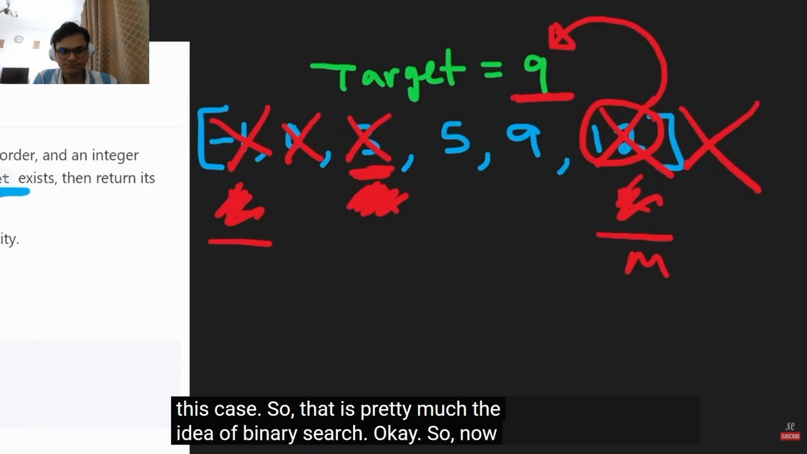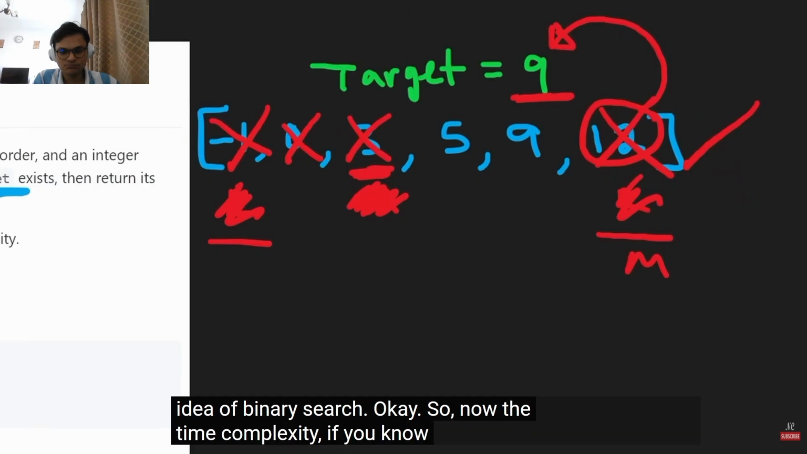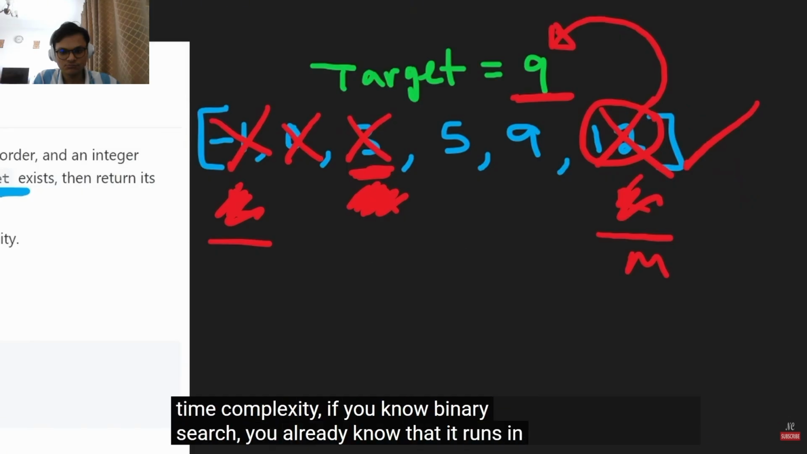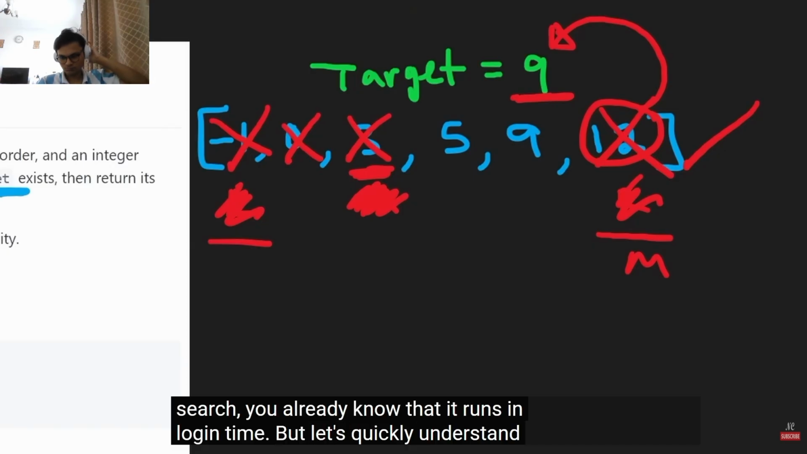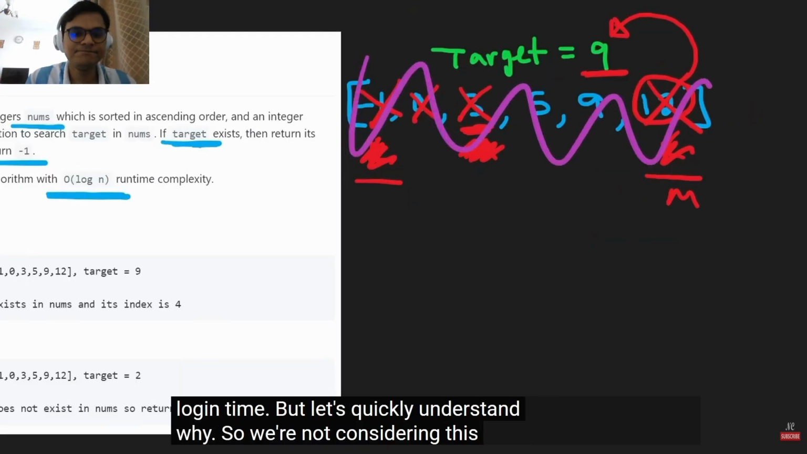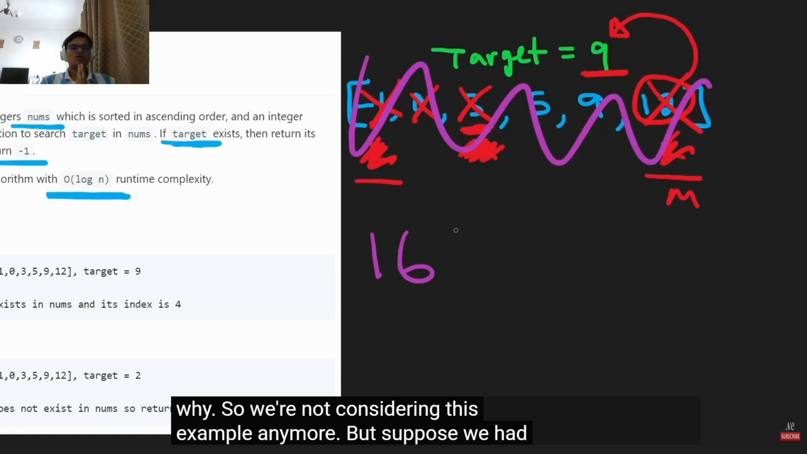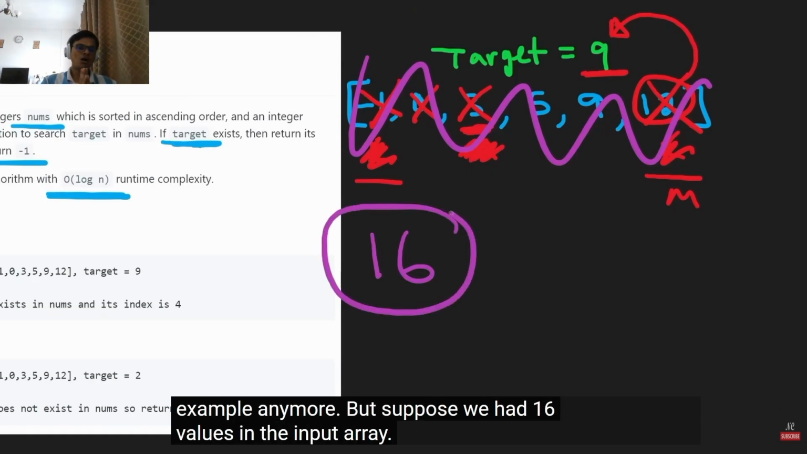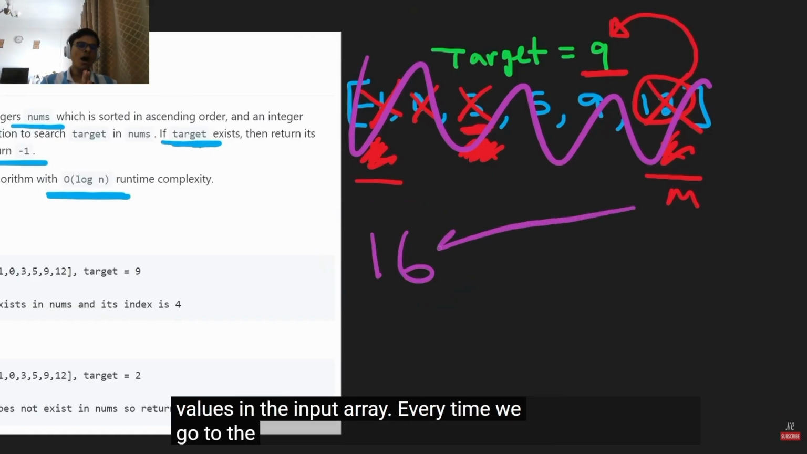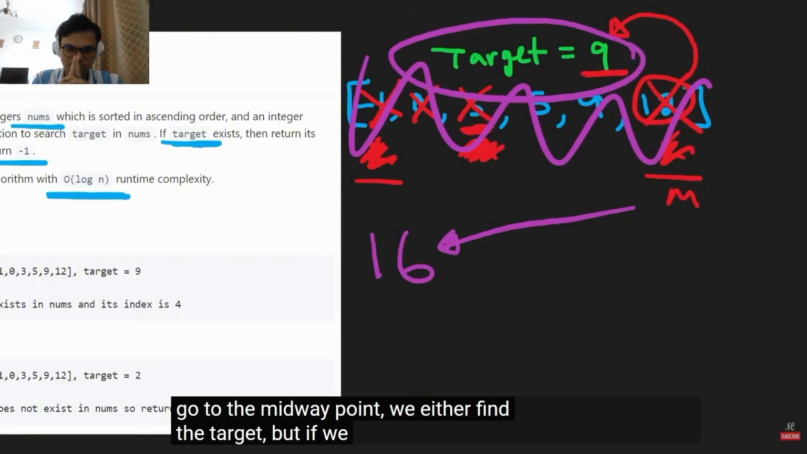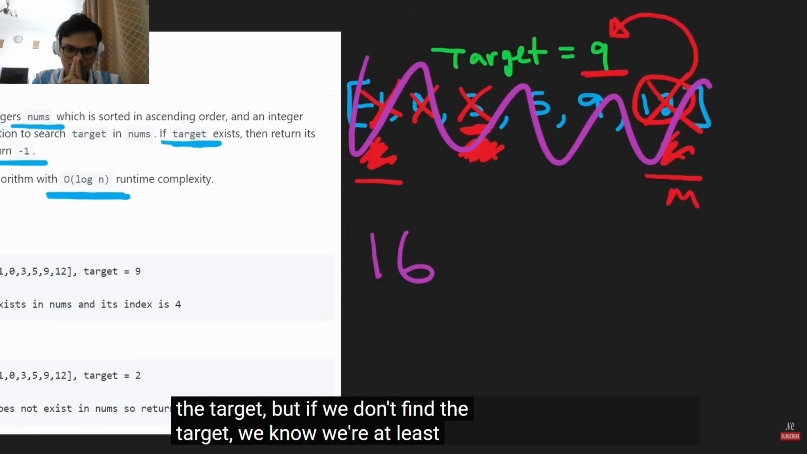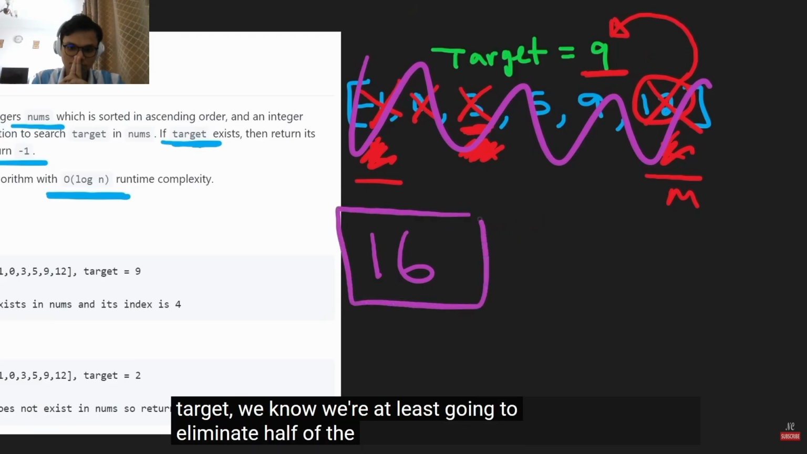Okay, so now the time complexity. If you know binary search, you already know that it runs in log n time, but let's quickly understand why. So we're not considering this example anymore, but suppose we had 16 values in the input array. Every time we go to the midway point, we either find the target, but if we don't find the target, we know we're at least going to eliminate half of the possibilities.